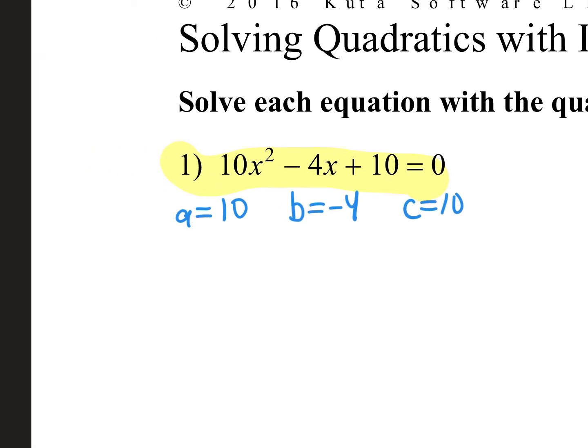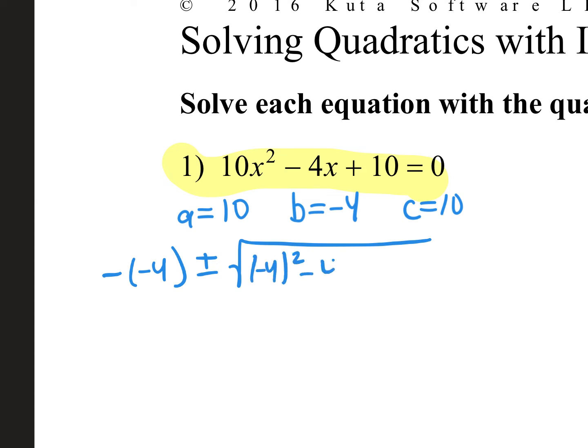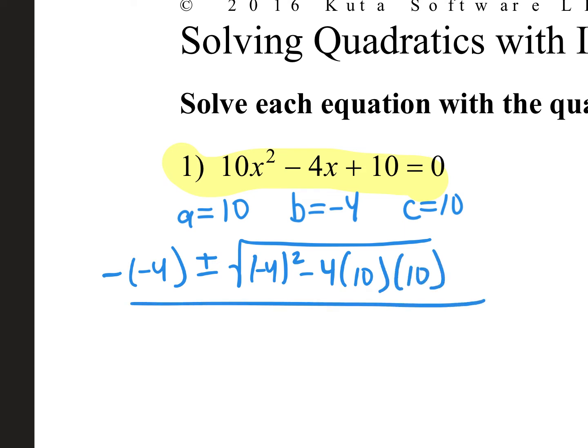Yep, you could. Bamford said, can you divide everything by 2? Yeah, absolutely. If you take out that 2, that's fine. Your numbers get smaller to begin with. But if you don't notice that, no big deal. So I have negative 4 plus minus the square root of b squared, so negative 4 squared minus 4 times a, which is 10, times c, which is 10, all over 2 times 10.